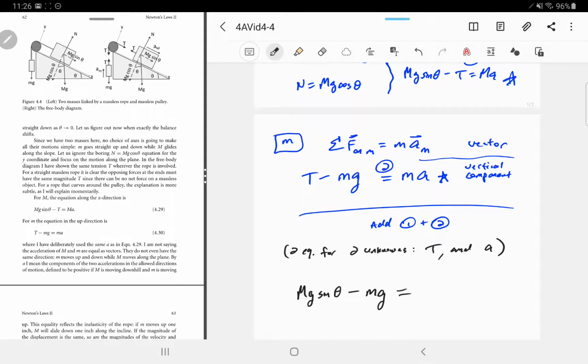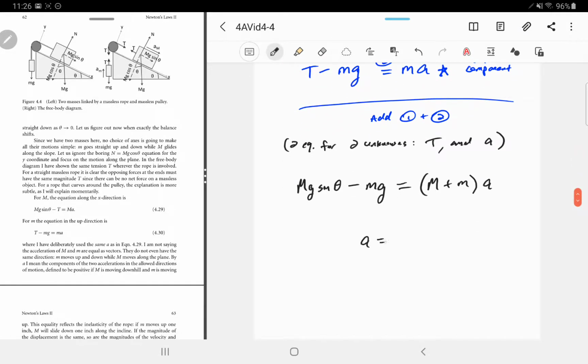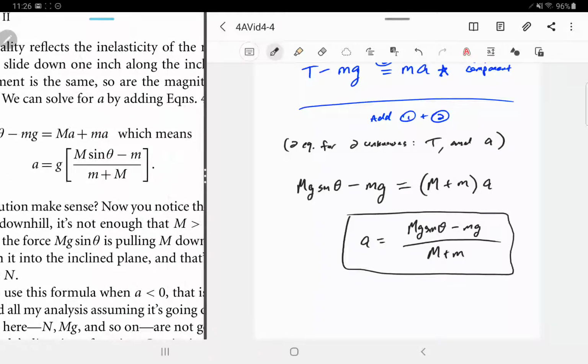And then we add the right-hand sides together. So this is capital M a plus lowercase m a. So we can factor out the a, and we get that right there. So then, if we're solving for a, we can just divide both sides by capital M plus lowercase m. This is (M g sine theta minus m g) over (M plus m). And this is exactly what your book gets right here.